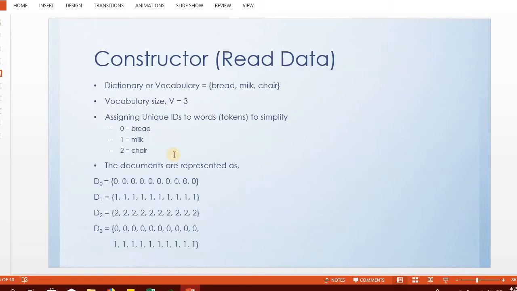So if we assume a dummy dataset that has 4 documents from D0 to D3, where D0 has 10 occurrences of the word bread, we are representing it with 0 just to simplify this representation. D1 is 10 occurrences of milk, represented by 1. D2 is 10 occurrences of chair, represented by 2. And D3 is 10 occurrences of milk and 10 occurrences of bread. Now we have frequently repeated the words so that out of this small dataset we can still try to find good correlation between words.